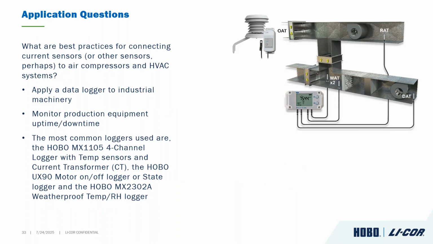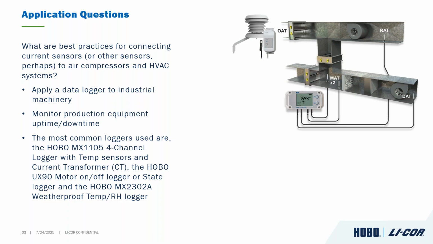Another frequently asked question is, what are the best practices for connecting current sensors to air compressors and HVAC systems? So first, you would apply a data logger to industrial machinery for monitoring production equipment, uptime, and downtime. For the HVAC system, the most common logger that we use is the MX1105.